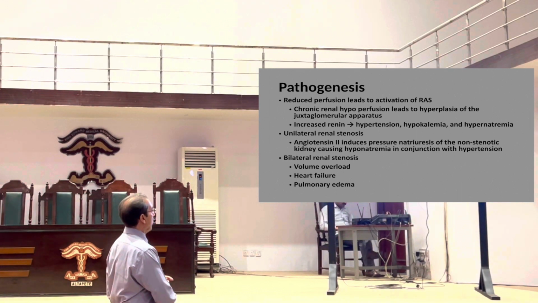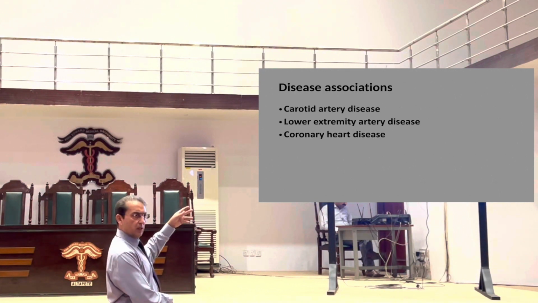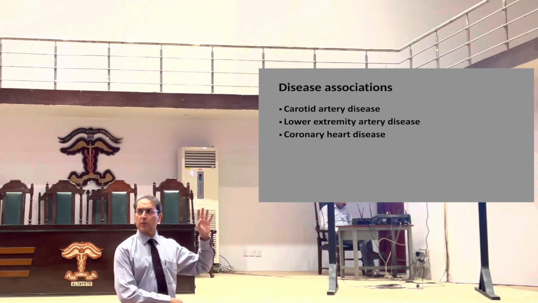So it can lead to volume overload, heart failure, and pulmonary edema. These are the diseases associated with atherosclerotic disease. They are not seen with fibromuscular dysplasia.